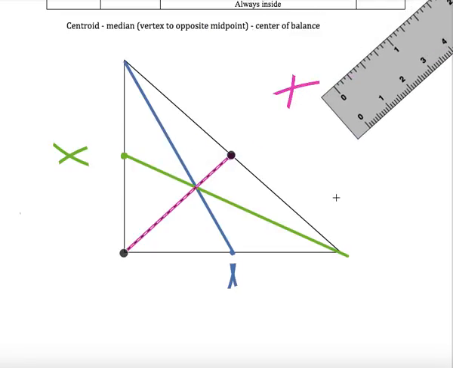So notice that these three lines cross at that point in the middle, and that point in the middle is called the centroid. So the centroid is the center of balance of a triangle.